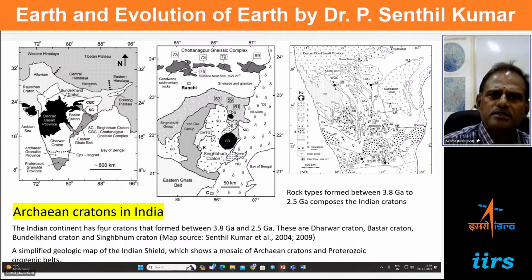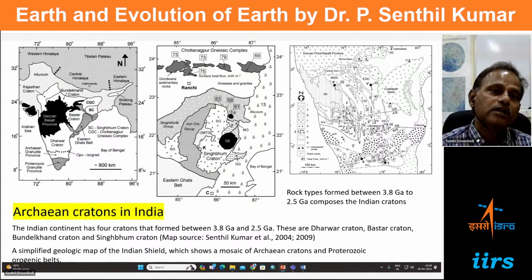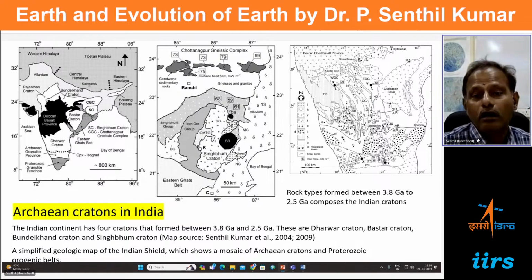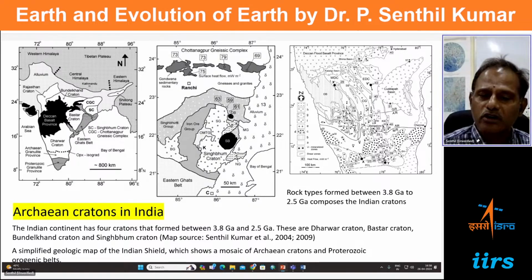Here are the rocks in the Indian Shield. For example, in South India and North India, we have a lot of rocks belonging to that particular time. And these rocks give us a lot of information about what happened to our own crust in India. And we understood a lot about that.